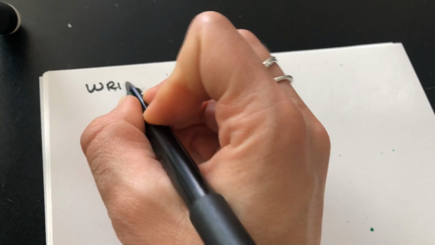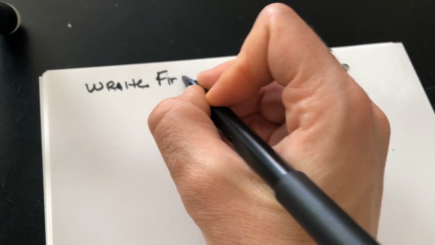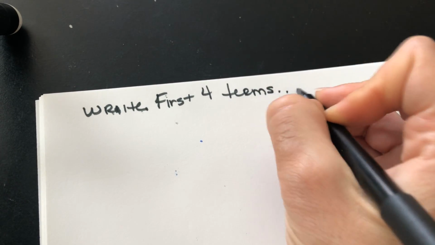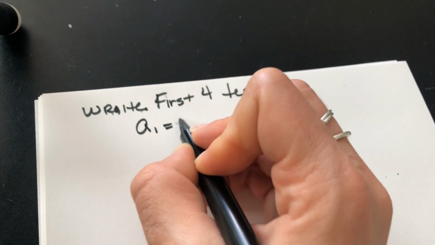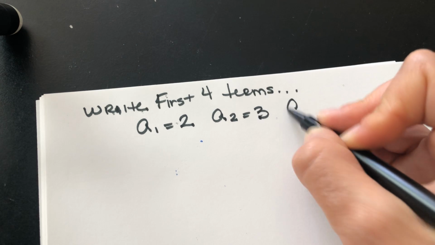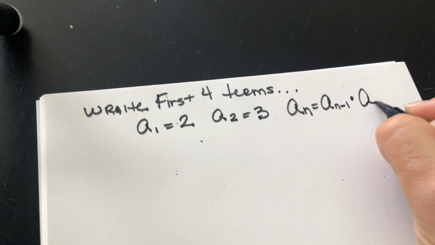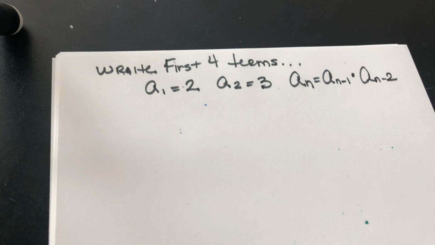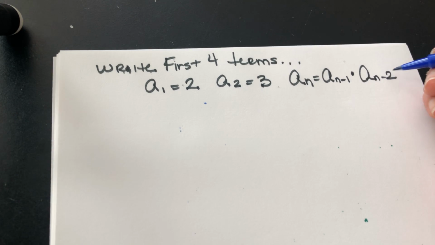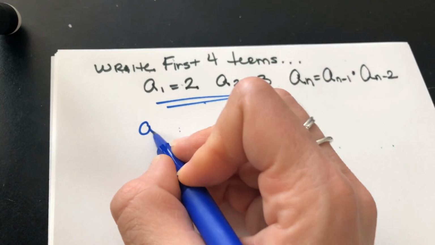So again, I'm going to ask you to write the first 4 terms. Okay, so here you go. a of 1 is 2, a of 2 is 3, and here is your general rule. Now I'm asking you to multiply. Again, a of n minus 1 is 1 term prior, n minus 2 is 2 terms prior. This is needed. You need the initial condition. So let's start writing it.